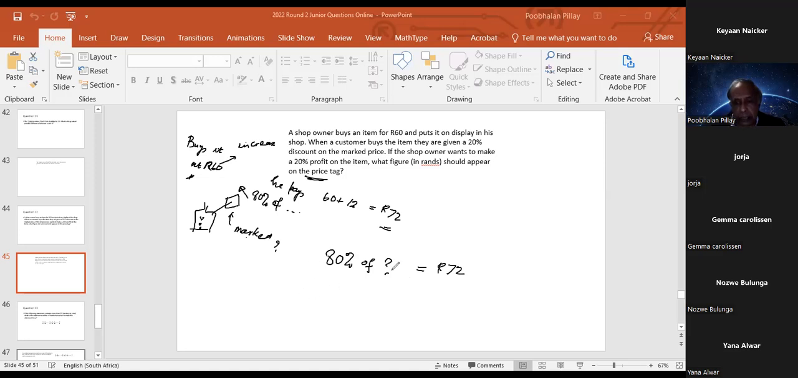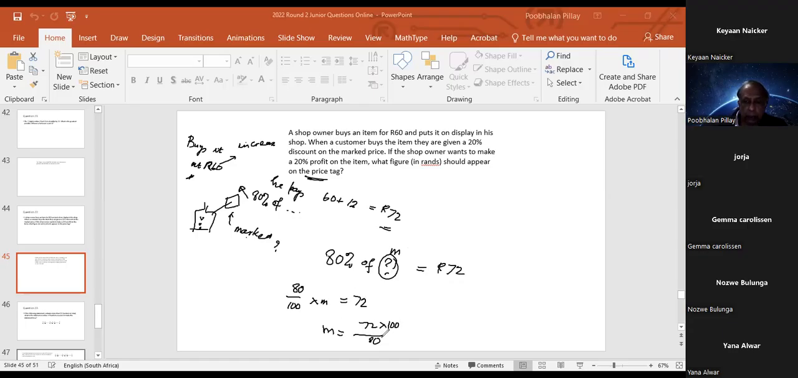So now, what is this market price? Let's call it M. So that's your equation. 80% of M is 80 over 100 times M equals 72. So M is equal to 72 times 100 divided by 80. Right? 80% of M is 80 over 100 times M. So 72 times 100 divided by 80.